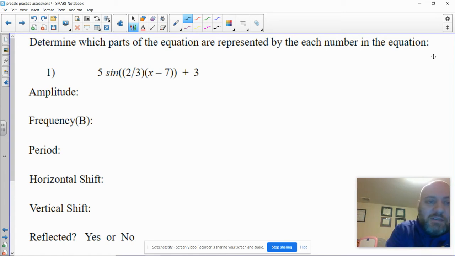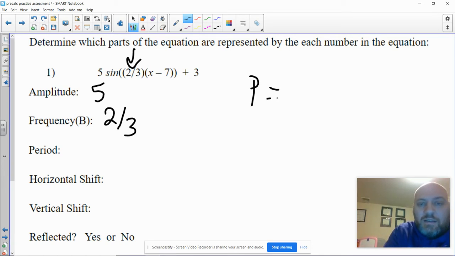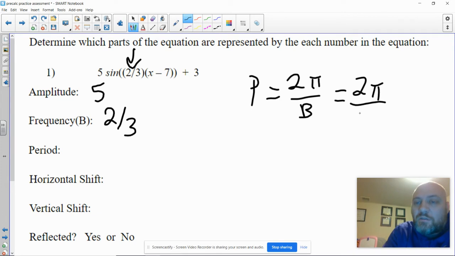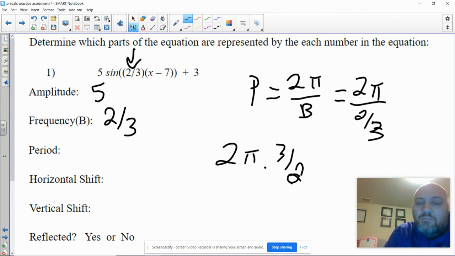So the amplitude is the first number. So that is 5. The frequency is this number outside of the parentheses. So it is 2/3. The period equals 2 pi divided by the frequency. So in this case, 2 pi over 2/3. So to solve that, I have to multiply by the reciprocal. The 2's are going to cancel out, so I have 3 times pi for a period of 3 pi.